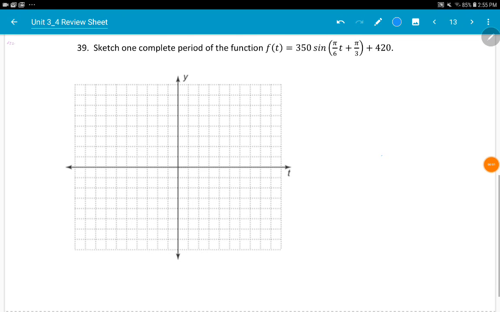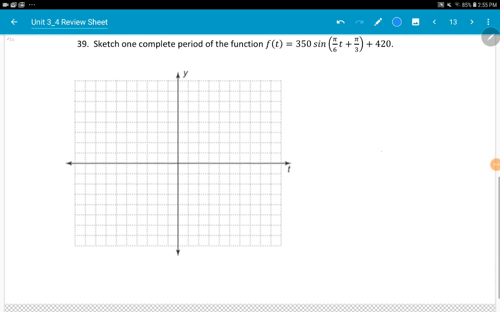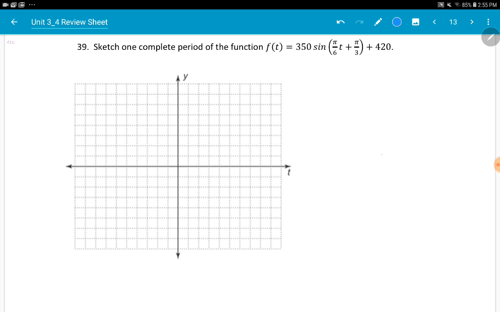In the Unit 3-4 review sheet, we're going to sketch one complete period for this function. So I'm going to find our A, B, C, and D first. Or I should say A and B. I don't care so much about B as I do about period.